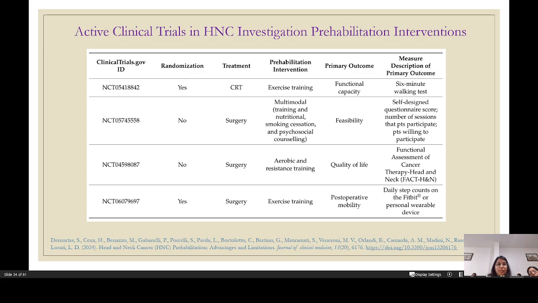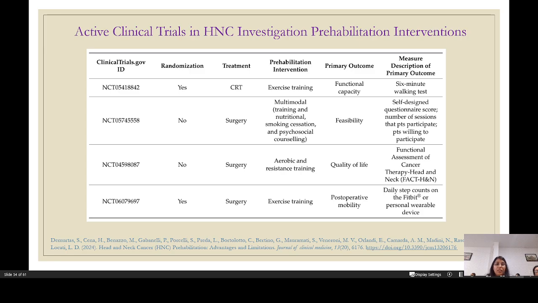Third is the NCT 045908087. Treatment included surgery, and the rehabilitation included aerobic and resistance training, in which they included the 6-minute walking test. Outcome was the quality of life, measured by the Functional Assessment of Cancer Therapy, head and neck cancer.